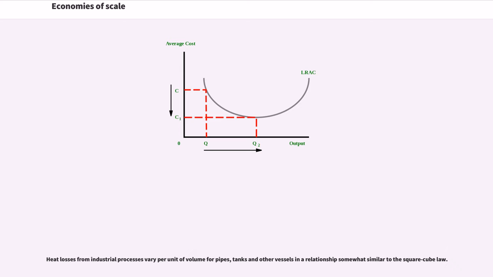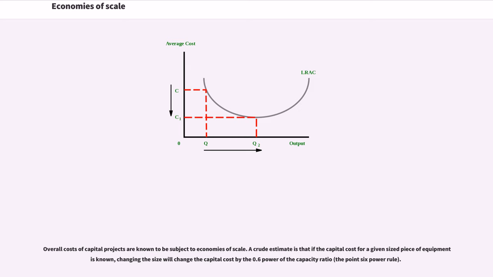Heat losses from industrial processes vary per unit of volume for pipes, tanks and other vessels in a relationship somewhat similar to the square cube law. Overall costs of capital projects are known to be subject to economies of scale. A crude estimate is that if the capital cost for a given sized piece of equipment is known, changing the size will change the capital cost by the 0.6 power of the capacity ratio, the 0.6 power rule.